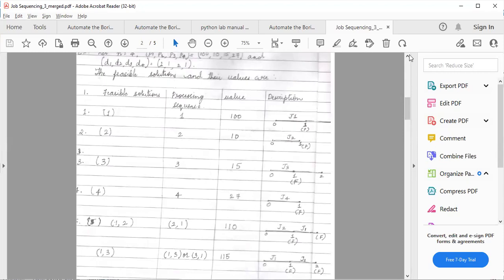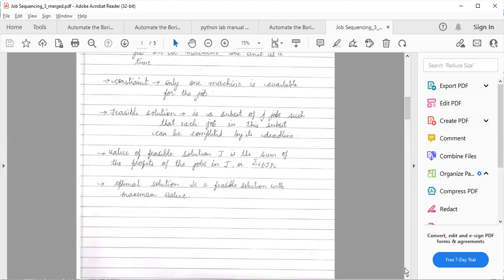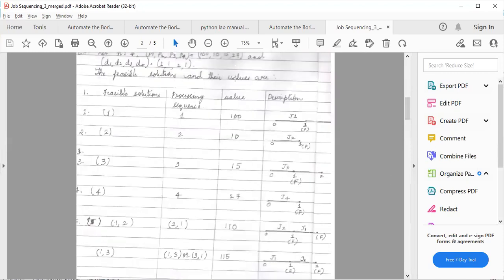Yeah. So here, as you can see, n is equal to 4 indicates that we have 4 jobs, and these jobs have profits of P1, P2, P3, and P4. P1 is associated with a profit of 100. P2 is associated with a profit of 10. P3 is associated with a profit of 15. P4 with 27 respectively. What is the meaning of this?